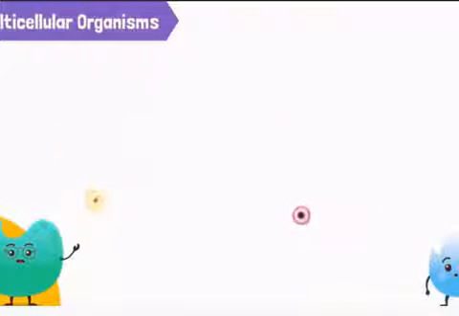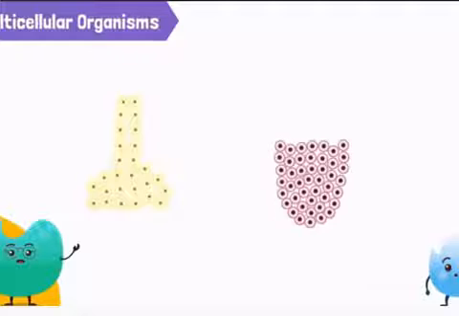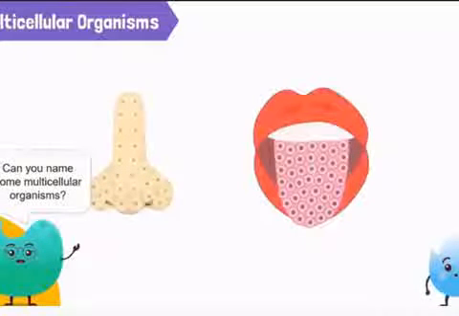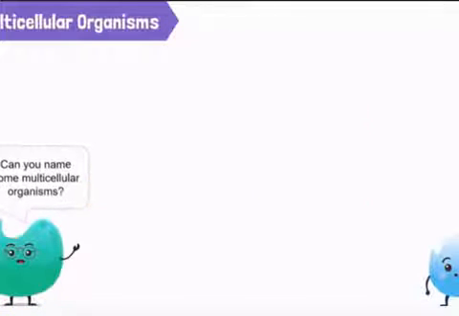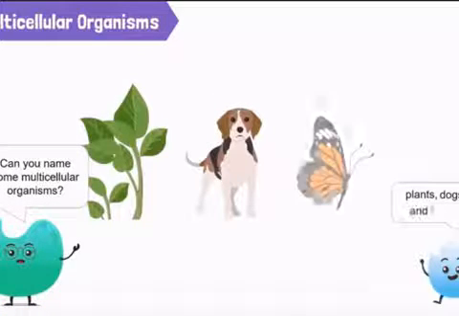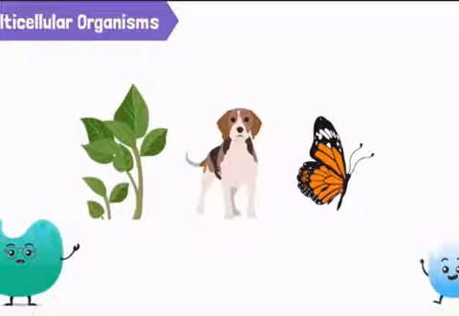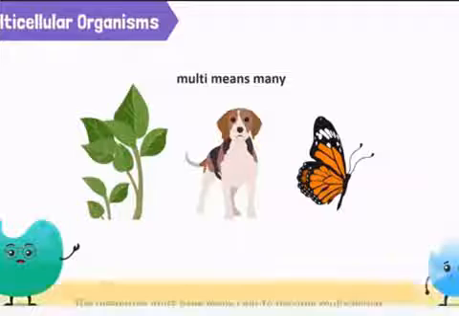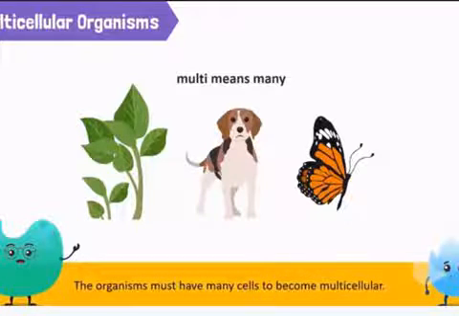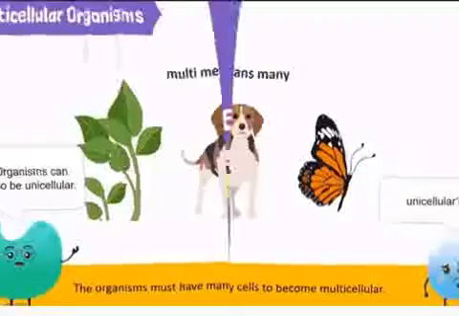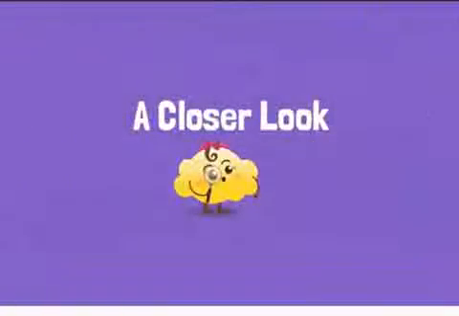Different types of cells have different functions. Many cells of the same type come together to perform functions in our body. Can you name some multicellular organisms? Yes, ma'am. Plants, dogs, and insects. Yes, very good. Ma'am, I understand now that multi means many, so the organisms must have many cells to become multicellular. Organisms can also be unicellular. Unicellular? Yes. What's that? Let's have a closer look.